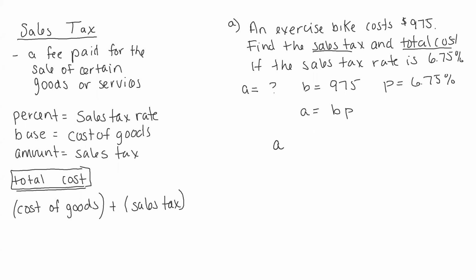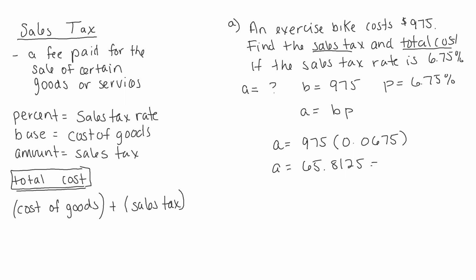So we want to know what the amount is. Well, we would take the cost of the exercise bike, which is the base, and then we would multiply it by the percent written in decimal format. So the way you get the percent into a decimal form is you move the decimal to the left twice. So we would multiply by 0.0675. Now, the sales tax is going to be this product. So 975 times 0.0675, and I get 65.8125.